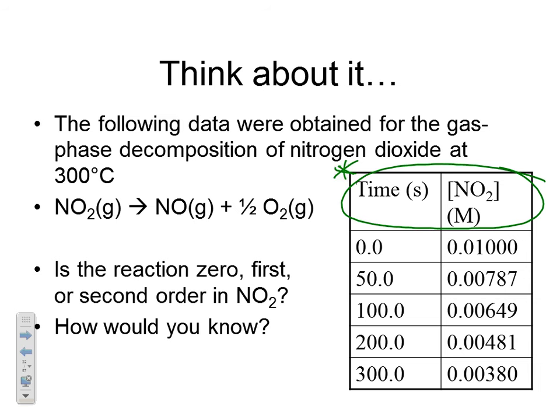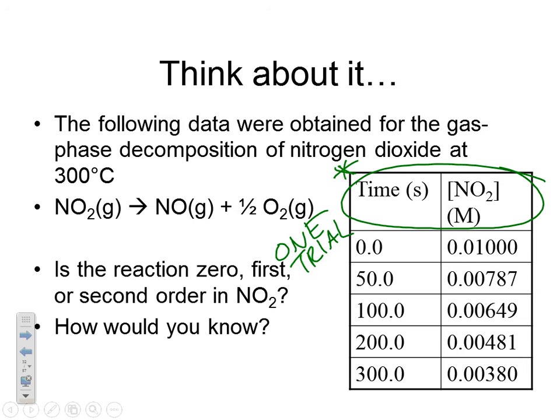This data table is not 5 separate trials. That is not what this is. This is not our method of initial rate where they did trial 1, trial 2, trial 3, changed the concentration of NO2 in each trial and measured the rate. Notice this is a totally different data set. This is only one trial, and they've simply monitored the concentration of the NO2 with respect to time. They're measuring the concentration of the NO2 at different time periods.